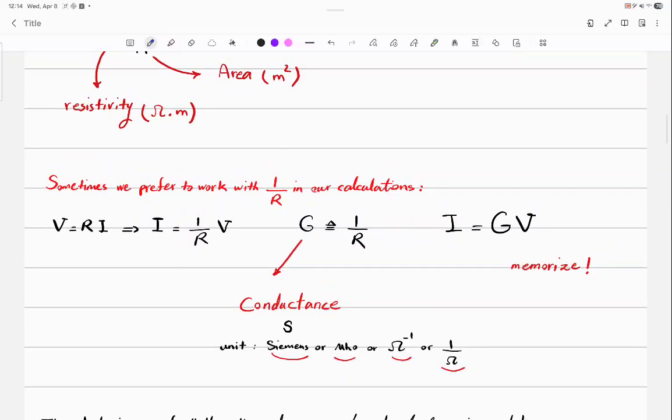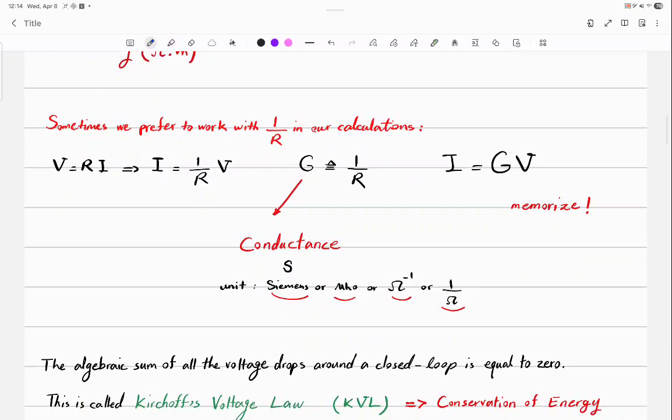Remember that the inverse of resistance is conductance. Okay, sometimes we prefer to work with that. And the units are in Siemens. Okay, so if you get a question that the elements are conductances with values in Siemens, you have multiple options. I usually prefer to change everything back to resistance and work with them. Okay.